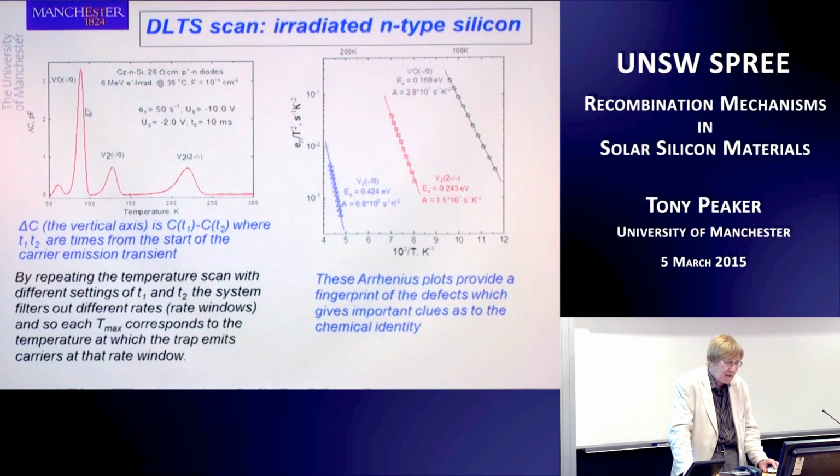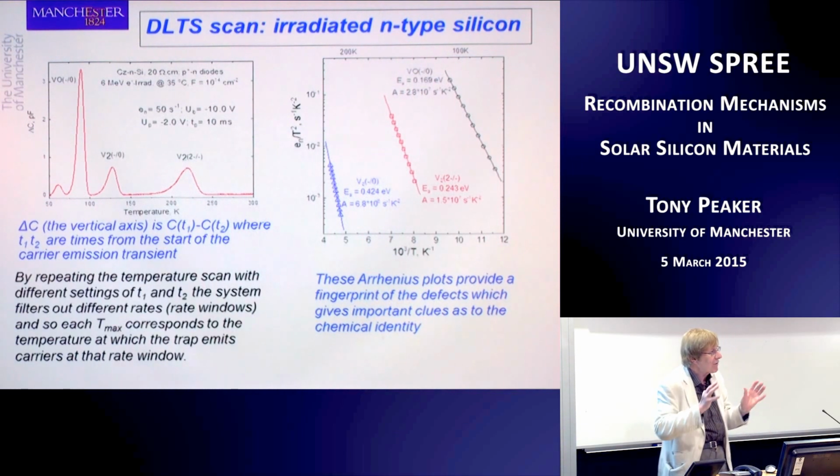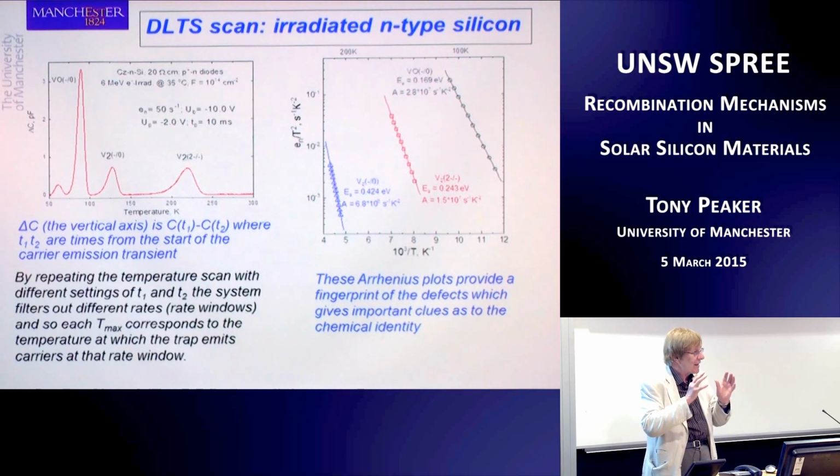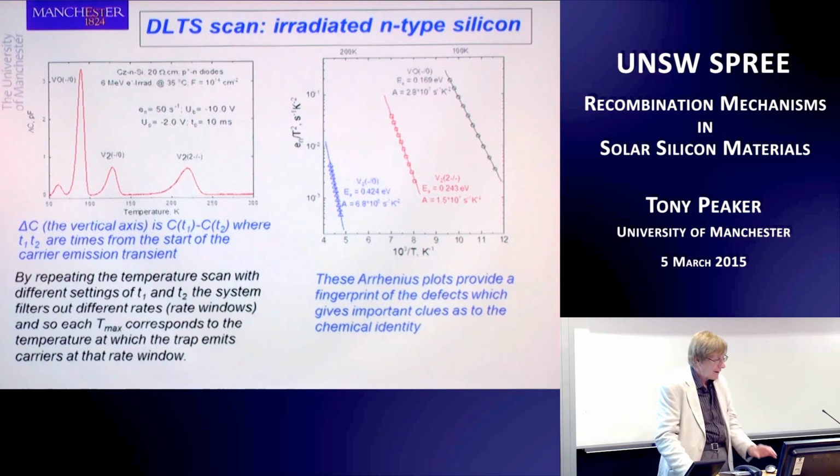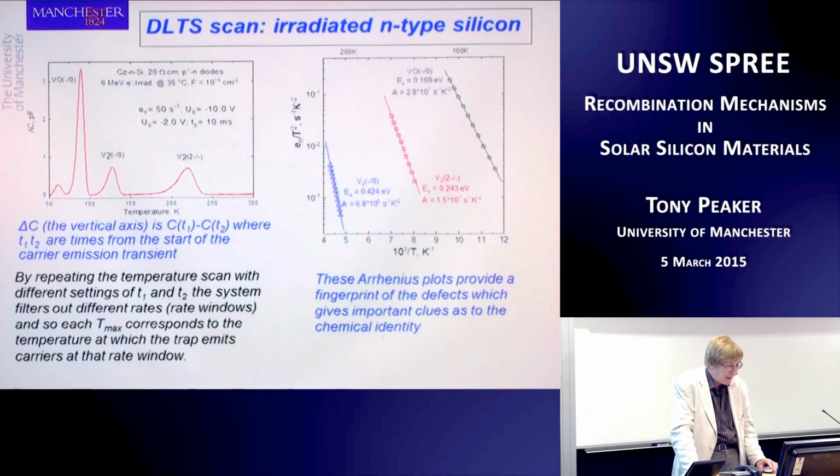So in an ideal case, and I've shown you an ideal case to start with, obviously, this is just irradiated N-type silicon. You get a peak. This is a vacancy oxygen defect. This is the single acceptor state of the divacancy, and this is the double acceptor state of the divacancy. So this is illustrating an important point. This is exactly the same defect. You lose an electron, you have some lattice relaxation, so its energy changes a little bit. And so you see it as two different defects.